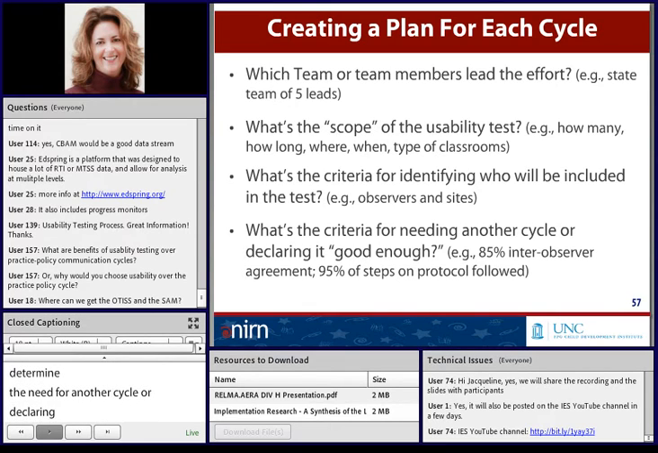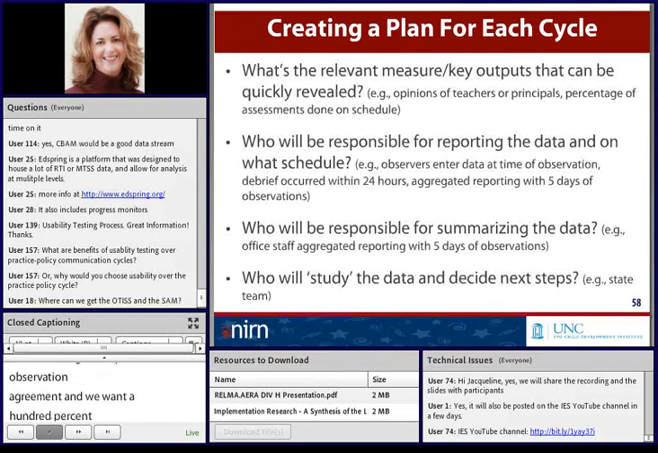So we were looking for 85% inter-observer agreement, and we wanted 95% or 100% of the protocol steps followed for the use of the tool. We also measured relevant key outputs that were quickly revealed: reactions and opinions of teachers and principals in communicating the purpose of the tool, looking, for example, at the percentage of assessments done on schedule. We clearly identified who was responsible for reporting the data and on what schedule.